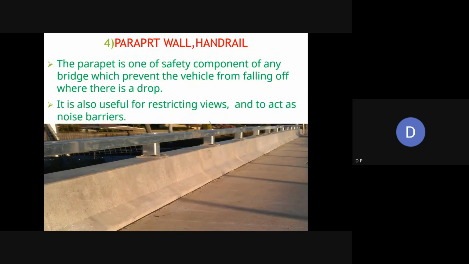Parapet wall, handrail: this is part of the superstructure on the road surface or on the edges of the road. You can see this particular arrangement of parapet wall so that there will be safety for movement and vehicles will not move off this side below. So the parapet is one of the safety components of any bridge which prevents vehicles from falling off where there is a drop. It is also useful for restricting views and to act as a noise barrier. So this will act as a noise barrier.